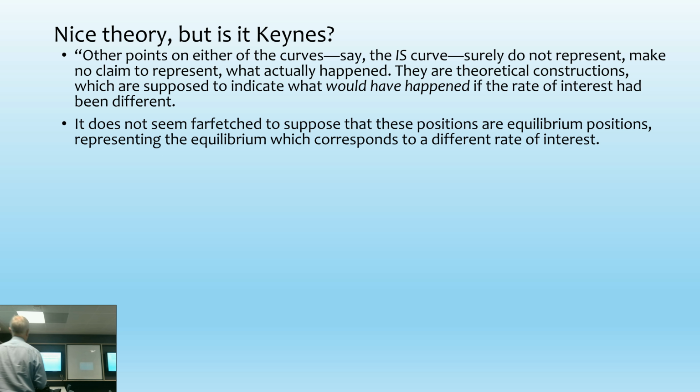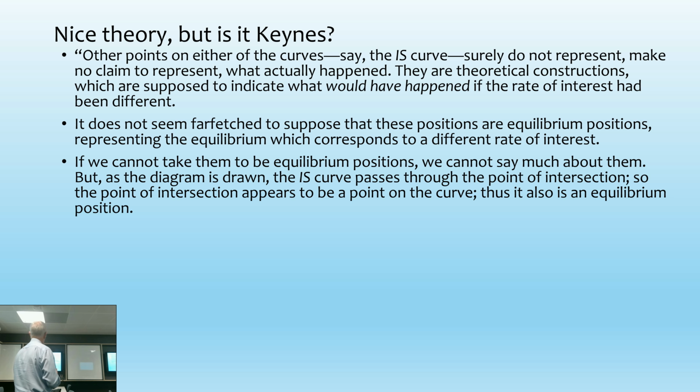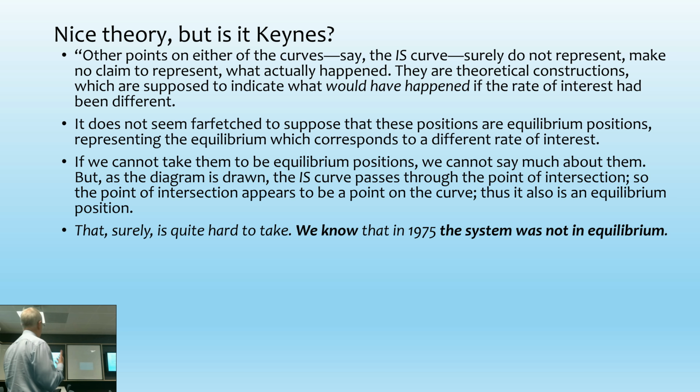So he said, well, you might imagine they're equilibrium points for a different rate of interest. But if you do, you can't actually say much about them. It's only the point in the intersection where you can say that everything applies. But then for that to apply, you've got to say, well, the economy is in equilibrium. And the year he uses is 1975, because there was a severe downturn in 1975 that was, to my thinking, the beginning of a transition, between '74 and '75, from what Minsky would call a tranquil economy to one which is unstable.